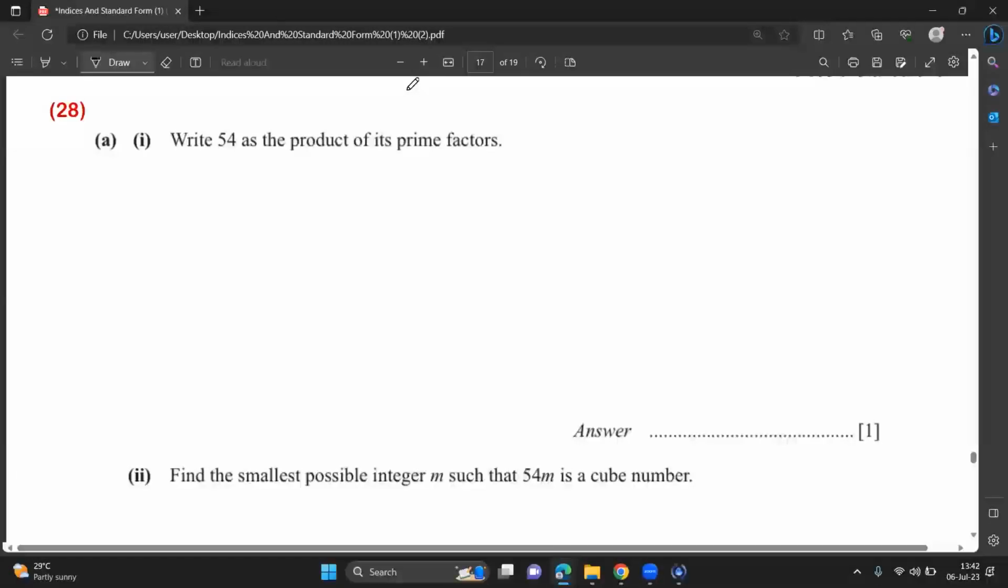Go to question 28. Do you all know what prime factors are? Numbers that can only be divided by itself, 1 and itself, right? Okay, is 4 a prime number?